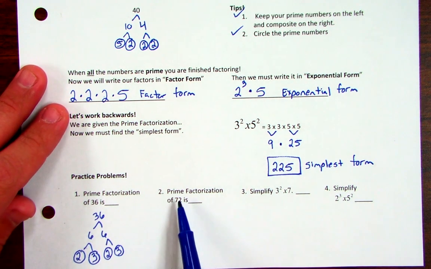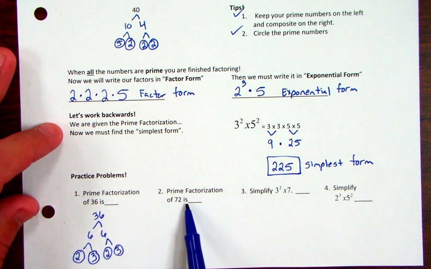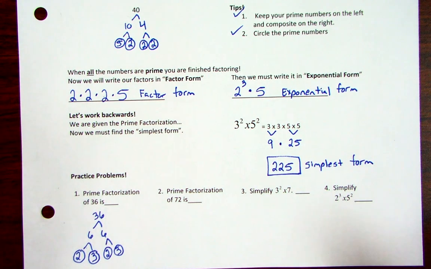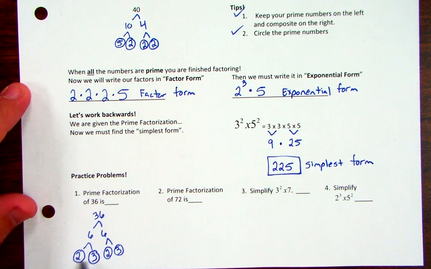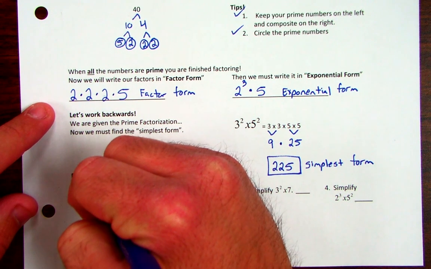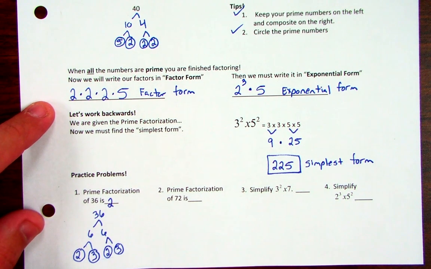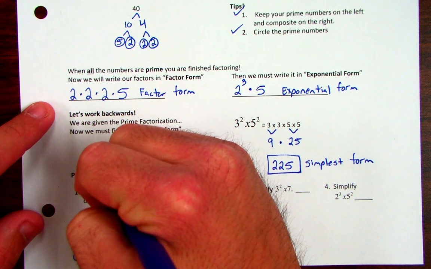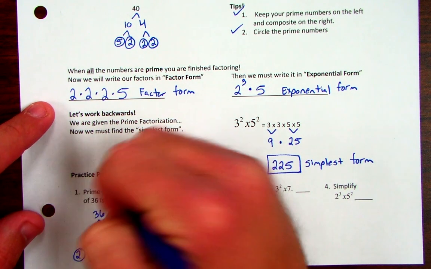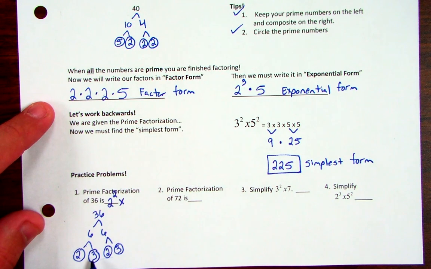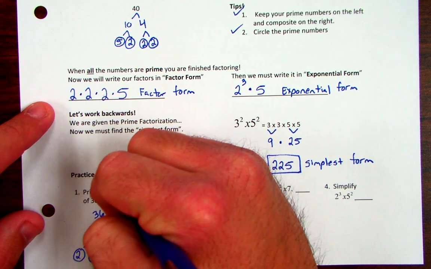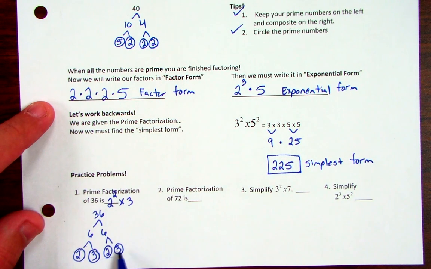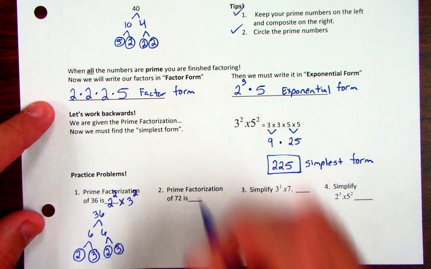Actually, you know what? Hold on. I want to write this now in exponential form. So what's my lowest base number that you see here that we circled? It's 2. How many 2's did we have? Well, we had 2 of them. So that's 2 to the power of 2 times your other base number was 3. And how many 3's do we have? Well, we had 2 of them. That's exponential form again. You're done.